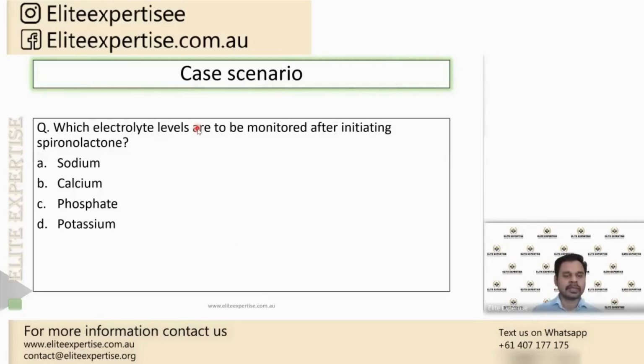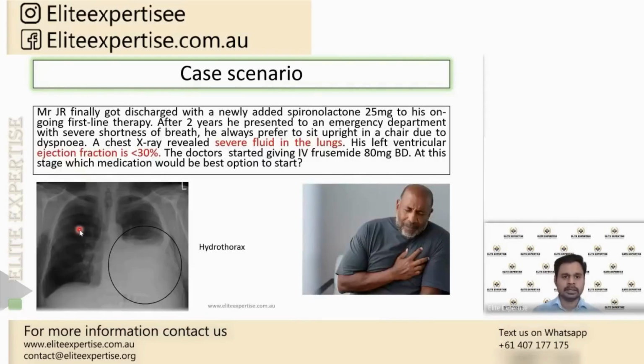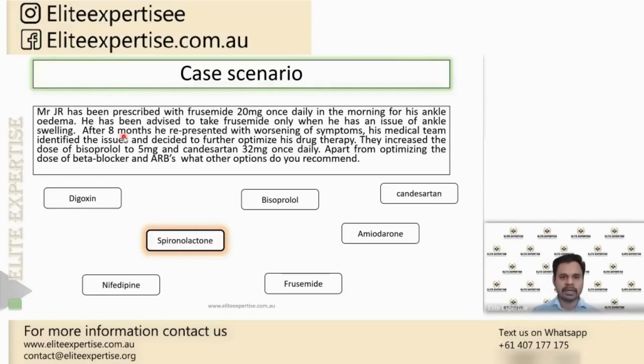So after starting the spironolactone, which electrolyte level should be monitored? We know that spironolactone increases the serum potassium levels. So the electrolyte that we need to monitor is the potassium. Then Mr. JR finally got discharged with a newly added spironolactone 25 milligram to his ongoing first-line therapy. Ongoing first-line therapy in the sense, the patient is on candesartan and bisoprolol. So to that candesartan and bisoprolol, as in the previous slide, we have added spironolactone.